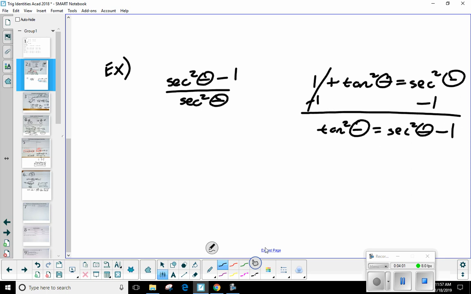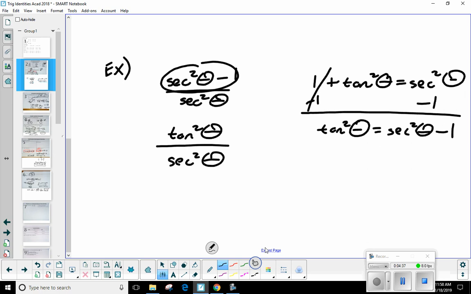See, what a lot of people do, a really good strategy, is to rewrite everything in terms of sine and or cosine, right? But I would say look to see if you recognize any identities first. Once that's done, then go ahead and take a look at sine and cosine if necessary. All right? So we just showed that secant squared minus 1 is tangent squared. So I'm just going to replace that with tangent squared. And I've still got the secant squared of theta right below it.